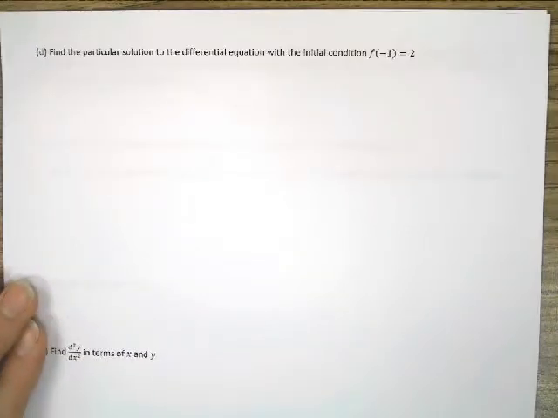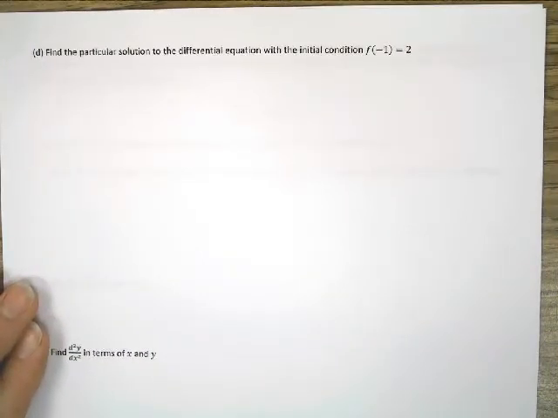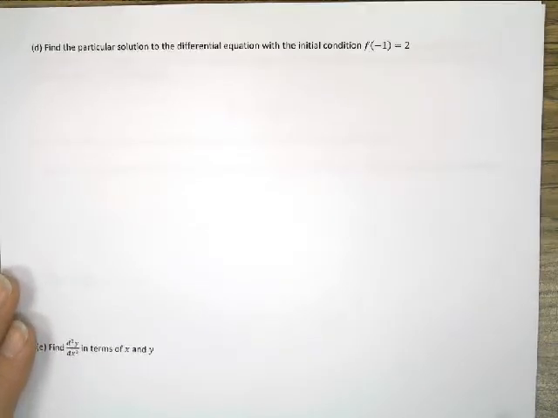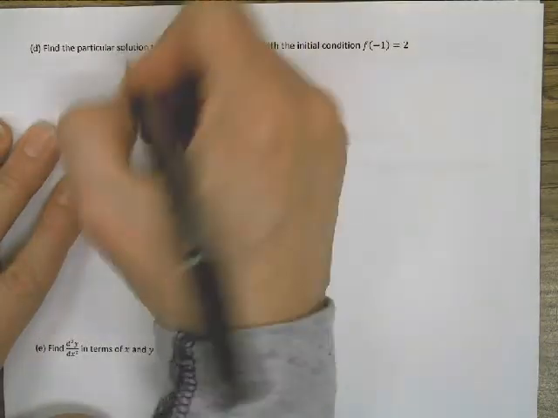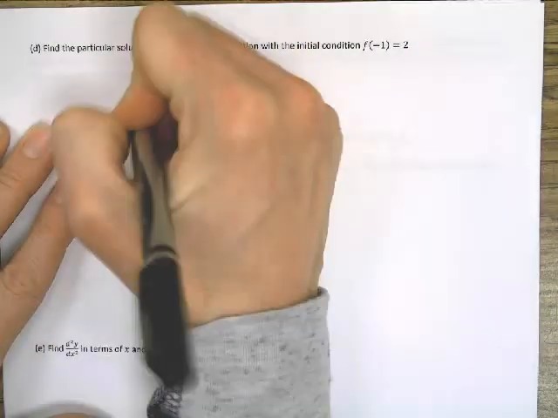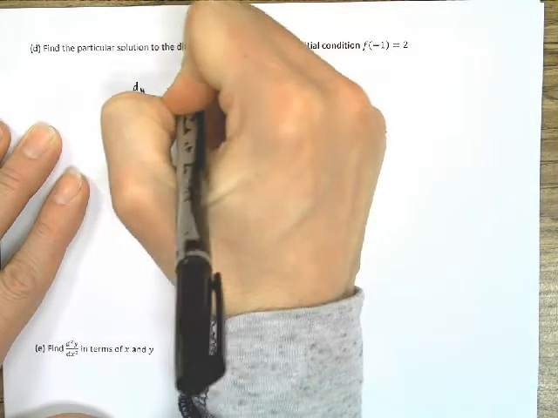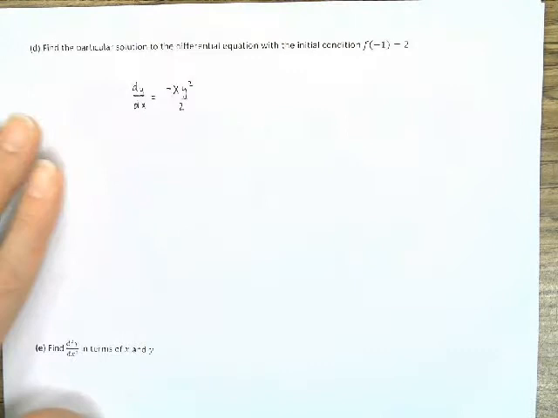All right, moving on here. My next question, now it's going to ask me to find that particular solution, right? So I need to solve my differential equation so I can find that original equation. So I'm going to rewrite my differential equation. We had dy dx equals the opposite of x times y squared over 2.